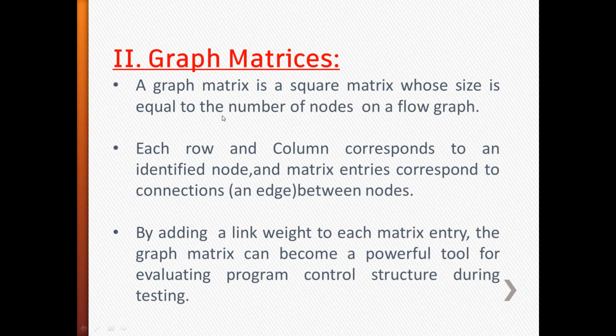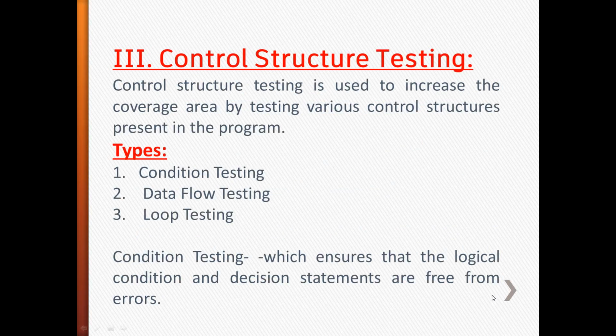Second one is graph matrices. A graph matrix is a square matrix whose size is equal to the number of nodes on a flow graph. Each row and column corresponds to an identified node, and matrix entries correspond to connections between nodes, that is, the edges. By adding a link weight to each matrix entry, the graph matrix can become a powerful tool for evaluating program control structure during testing.